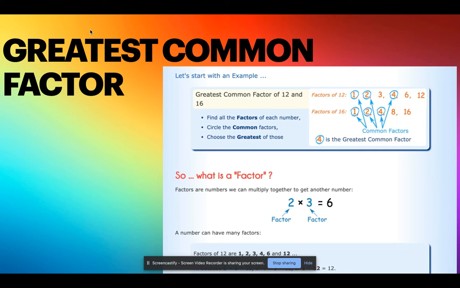In the factors of 12, we can do 1 times 12 is 12, 2 times 6 is 12, 3 times 4 is 12, and so on. When we have 16, we know we could do 1 times 16 is 16, 2 times 8 is 16, 4 times 4 is 16, and so on. So if we're looking, we have all of our factors listed, but we want to look for the greatest.